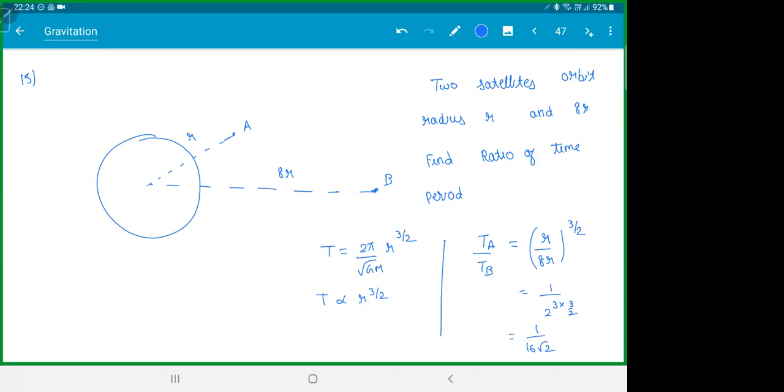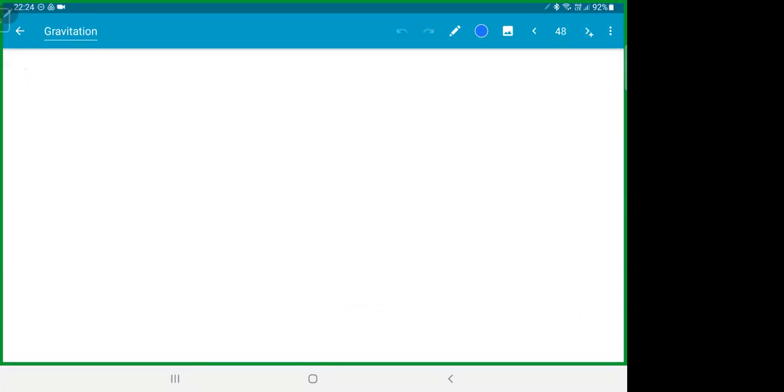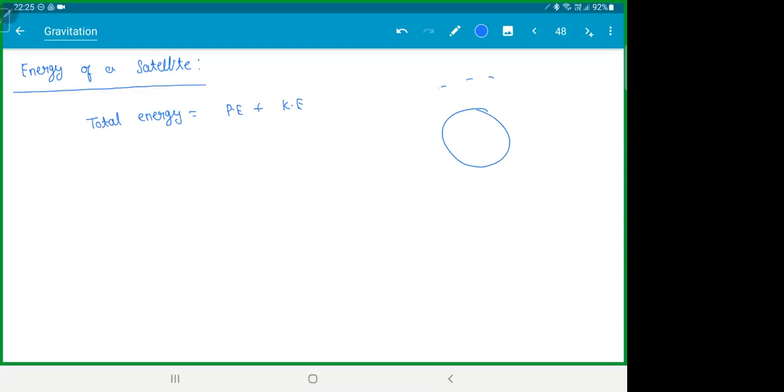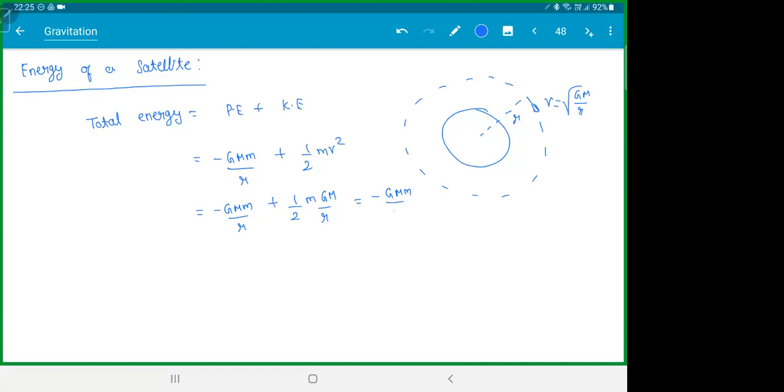The next thing. Energy of a satellite. So we got the velocity of a satellite, time period of a satellite. Next thing is energy of a satellite. The total energy of a satellite will be potential energy plus kinetic energy. When this satellite is going in an orbit of radius r, velocity is v, which is root GM by r, which we derived. The potential energy will be minus GMm by r plus kinetic energy, half mv squared. The result is important. If you substitute, minus GMm by r plus half mv squared turns out to be minus GMm by 2r.